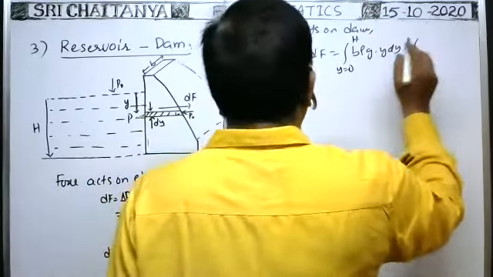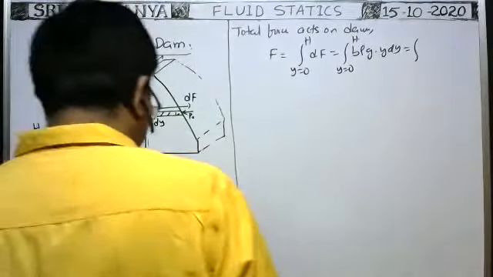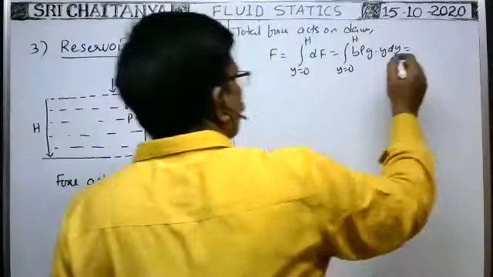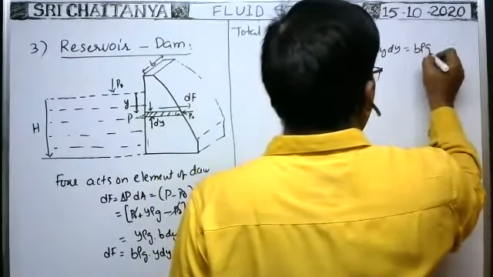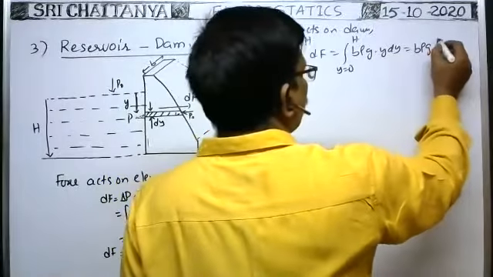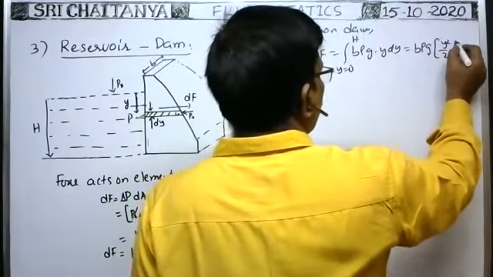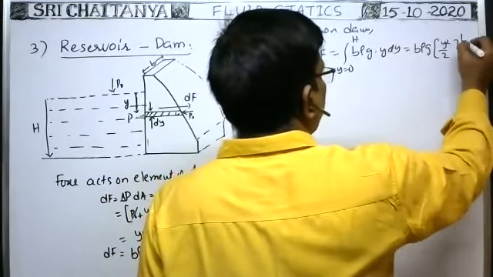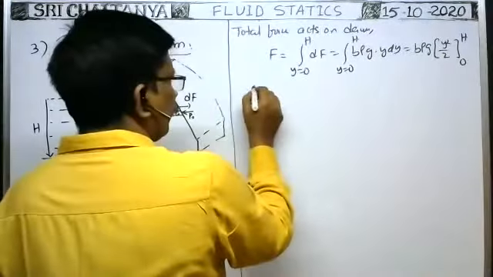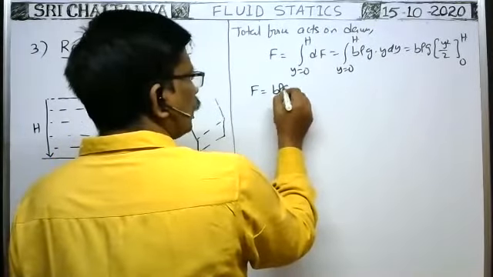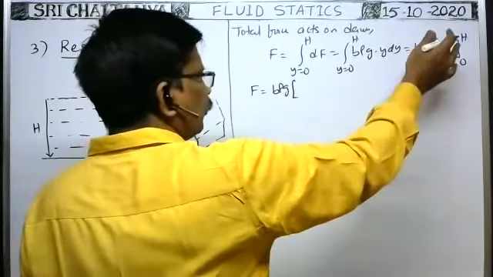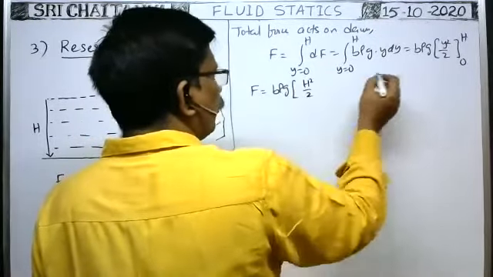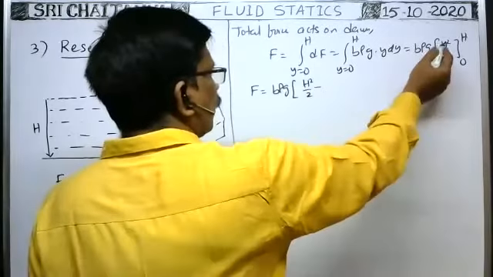That is equal to integral, sorry, B rho g you write outside. B rho g is constant, you keep aside. Integral y dy means we can write y square by 2 now. Then you substitute the limits from 0 to H. So y is equal to 0 to capital H. Therefore F is equal to B rho g into, when you substitute the upper limit first, y means H, so H square by 2. Before substituting the lower limit you put a minus sign. Instead of y you substitute 0.